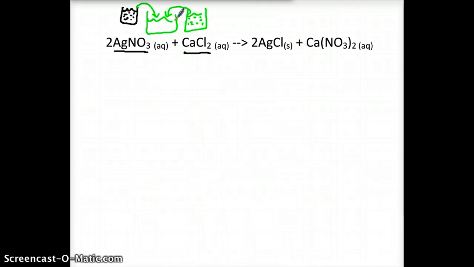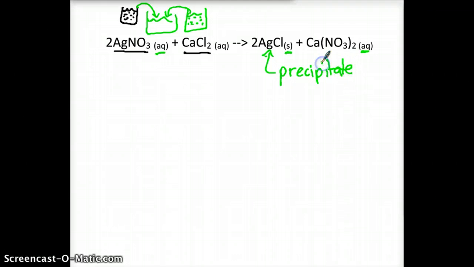And what's going to happen? We can tell first they're dissolved in water, remember, because it says aqueous. But when this happens, we form AgCl solid and CaNO3 aqueous. What does this solid mean? This means that a solid was formed from two solutions. They were liquids originally. This is called a precipitate.